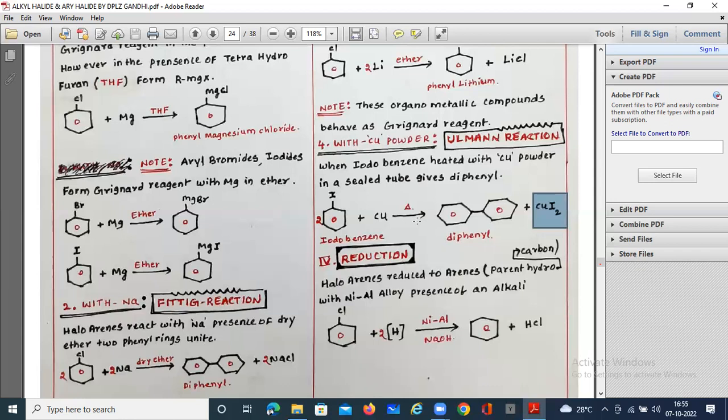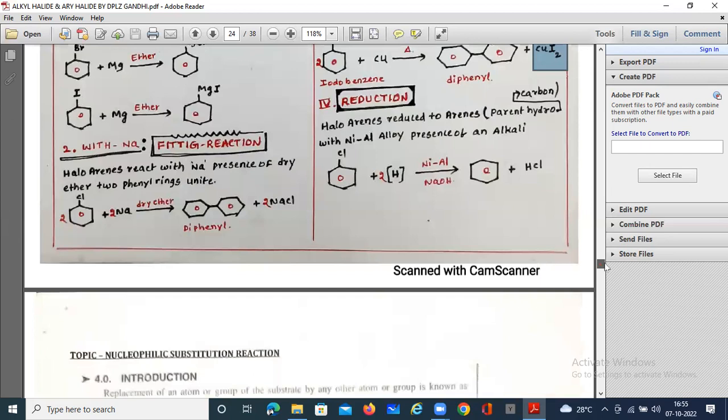Okay, guys, if you want to revise once, you can write down the notes, pause the video, and revise one more time, in case you didn't follow properly, because this is a very easy topic, so that's why I am moving very fast. Okay, chalo. Next, the fourth one, reduction. Haloarenes are reduced. Reduction means there must be a reducing agent. What is the reducing agent here?